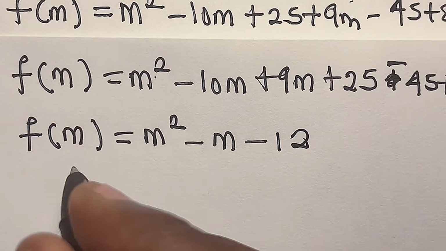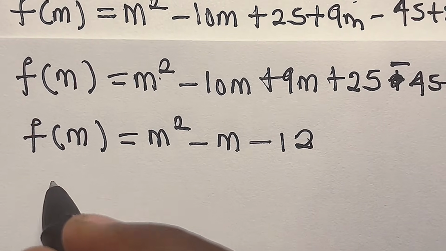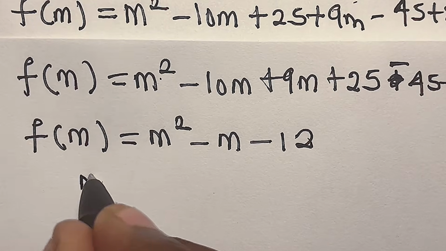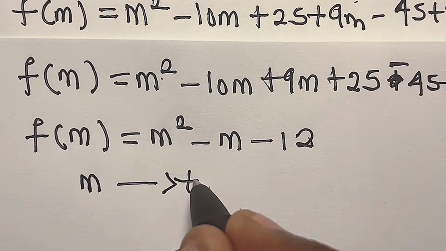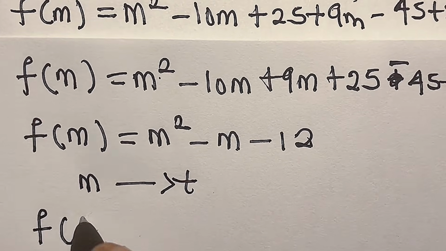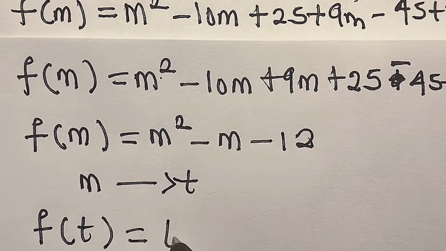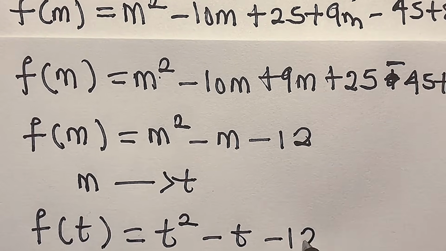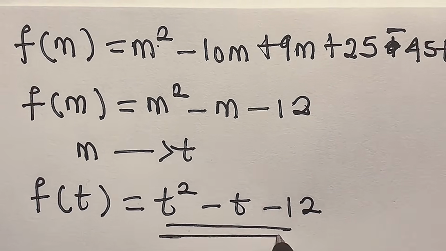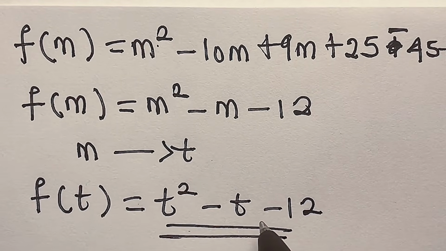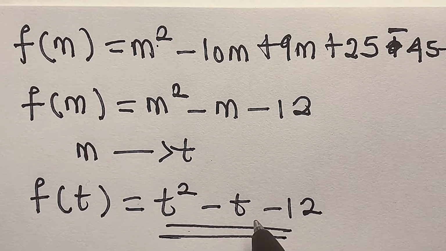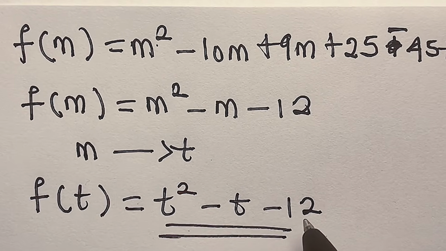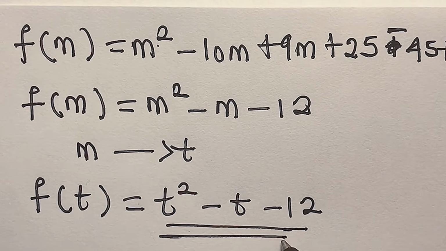So what is left here is that we are obtaining f of t. So we have to change m to t. So therefore we have f of t equals t squared minus t minus 12. So this is our answer. You observe that the first method and the second method give the same answer. So let's just see the one that's most convenient for us.